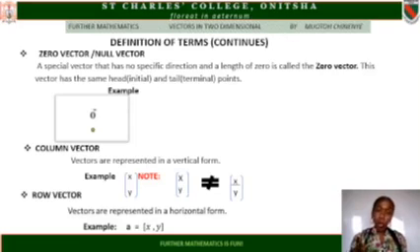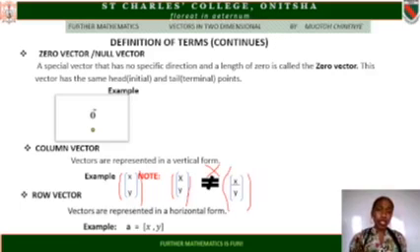Then the next is the column vector. From the word column, it is in a vertical form. So any vector that is in a vertical form is represented as a column vector. But remember, it is not the same thing as a fraction. Just like the vector (x, y) cannot be the same as x divided by y. No, because when you do that, it's no longer a vector.